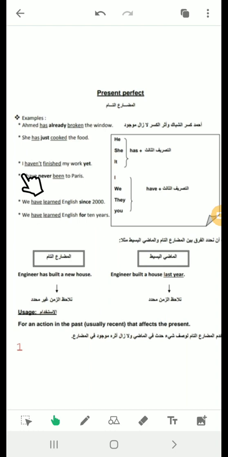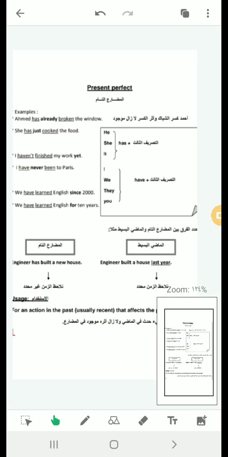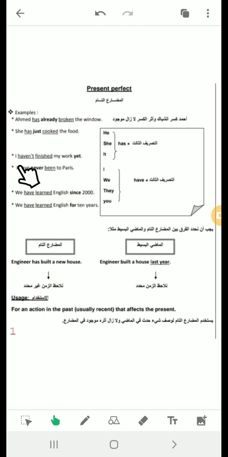Here, I haven't finished my work yet. I, subject, haven't finished, this is the verb. Yet, the key word. I have never been to Paris. I, subject, have been, verb. How about never? It's a key word between the 2 parts of the verb.